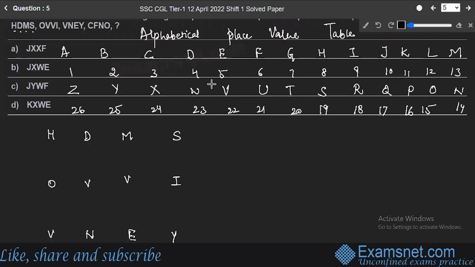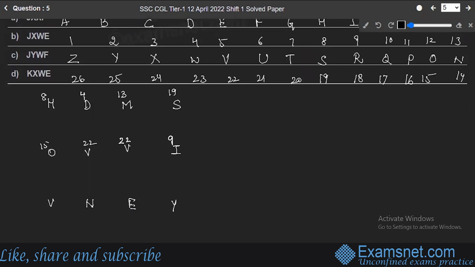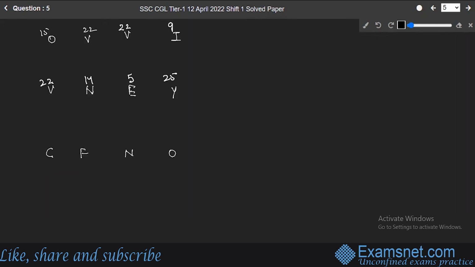What is the place number of H? It's 8. D is at 4. M is at 13 and S is 19. O is at 15. V is at 22. I is at 9. Now V is 22, N is at 14, E is at 5, and Y is at 25. Let's move next. C is at position number 3, F is at 6, N is at 14, and O is at 15. Okay, let's see the logic.